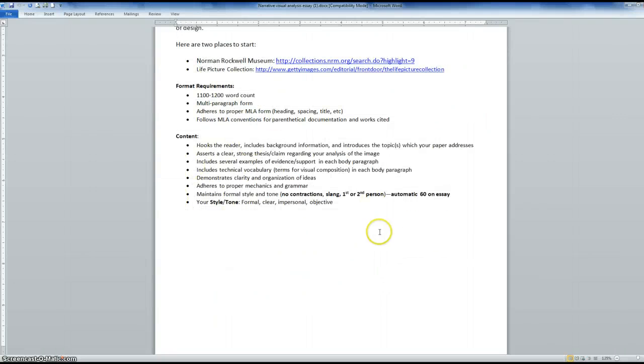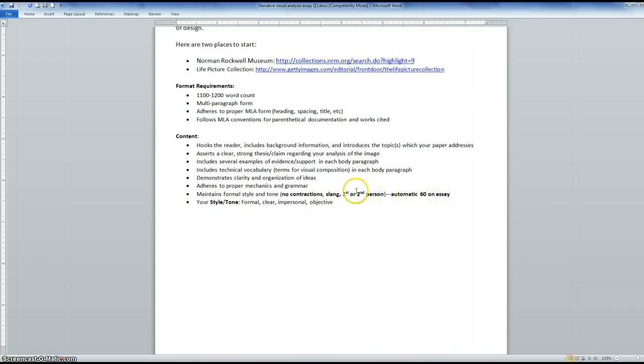And then here's just the content. You need to hook your reader, provide background information. You need to have the thesis and examples and support, which would actually be where you refer to the image, the specific details of the image. And you also need to have the visual elements, the technical vocabulary in your essay.